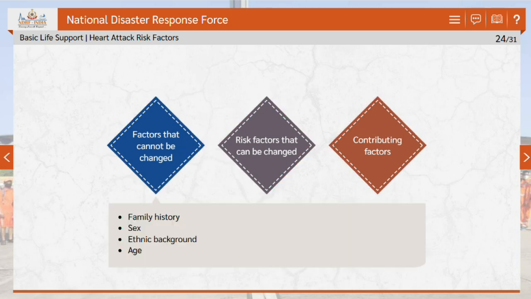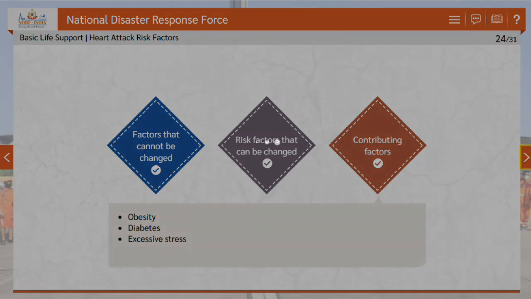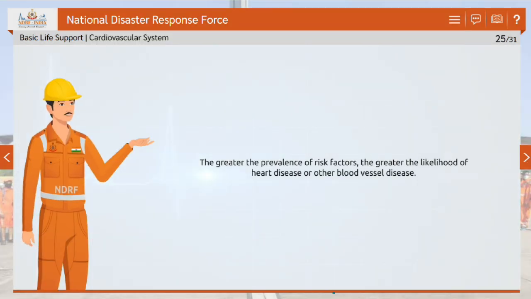Family history, sex, ethnic background, age. Smoking, high blood pressure, high cholesterol, physical activity. Obesity, diabetes, excessive stress. The greater the prevalence of risk factors, the greater the likelihood of heart disease or other blood vessel disease.